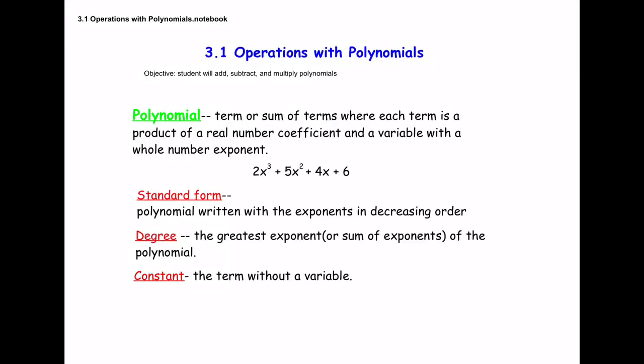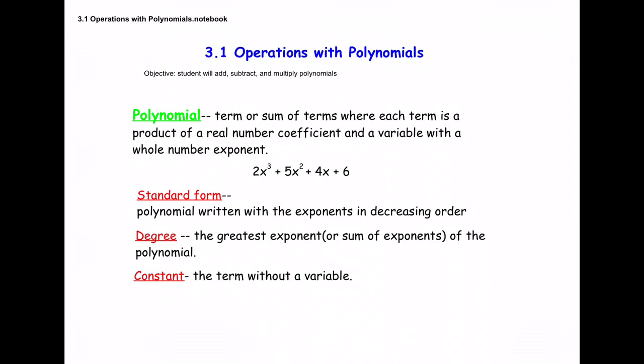3.1 Operations with Polynomials. Today we will add, subtract, and multiply polynomials. A polynomial is a term or sum of terms where each term is a product of a real number coefficient and a variable with a whole number exponent. So you can see the example of the polynomial 2x to the third power plus 5x squared plus 4x plus 6. Standard form is when the polynomial is written with the exponents in decreasing order. So you start with your highest exponent and you decrease to your constant.